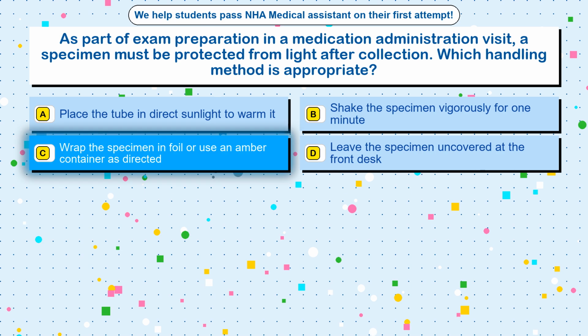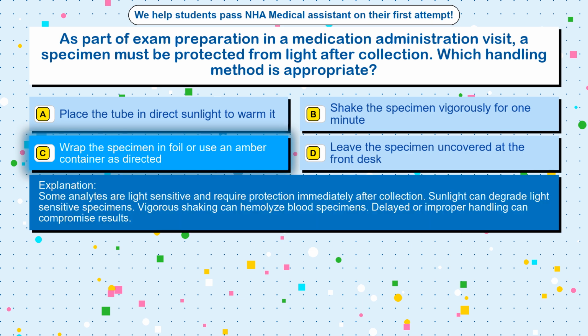The correct answer is option C. Wrap the specimen in foil or use an amber container as directed. Some analytes are light sensitive and require protection immediately after collection. Sunlight can degrade light-sensitive specimens. Vigorous shaking can hemolyze blood specimens. Delayed or improper handling can compromise results.